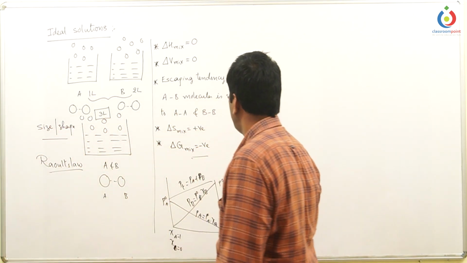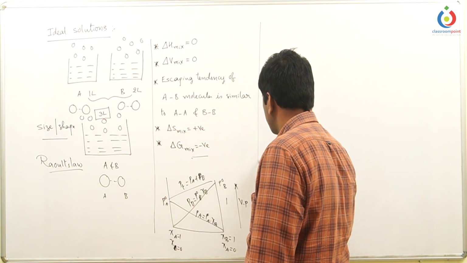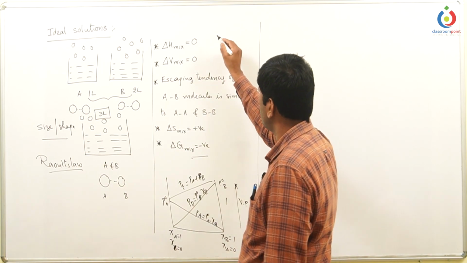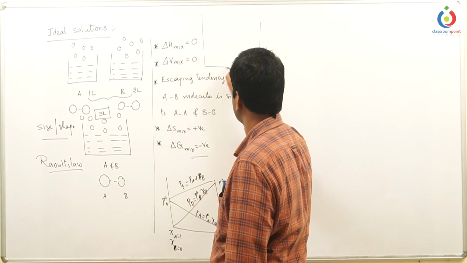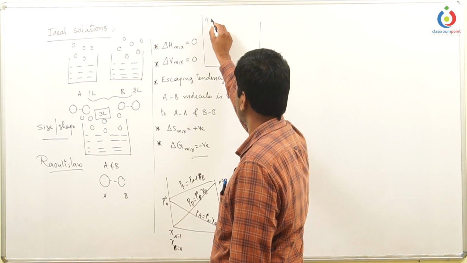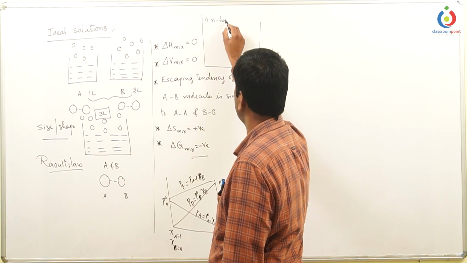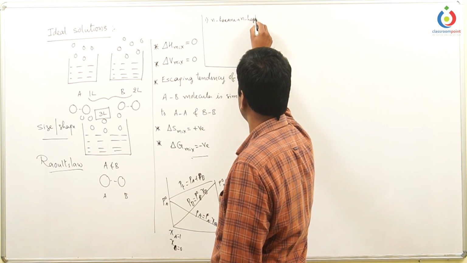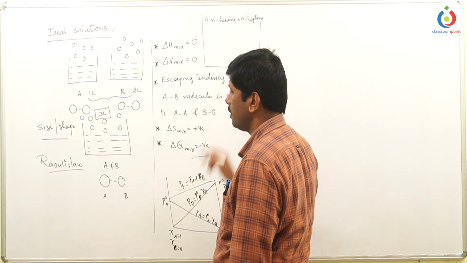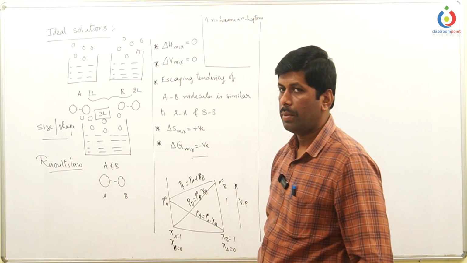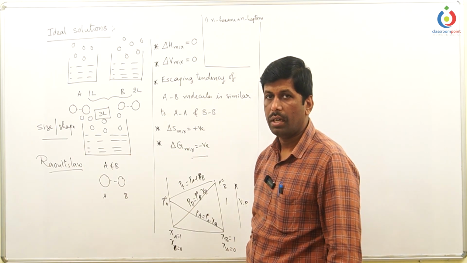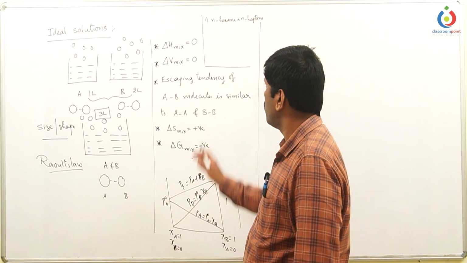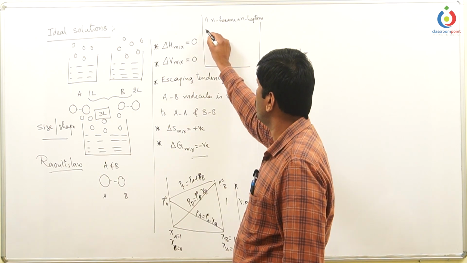Then what could be the examples for the ideal solutions? Let us take a few examples. N-hexane plus N-heptane. Just one CH2 difference is there. That's why much difference in size and attractions cannot be observed. That's why it can form the ideal solution.